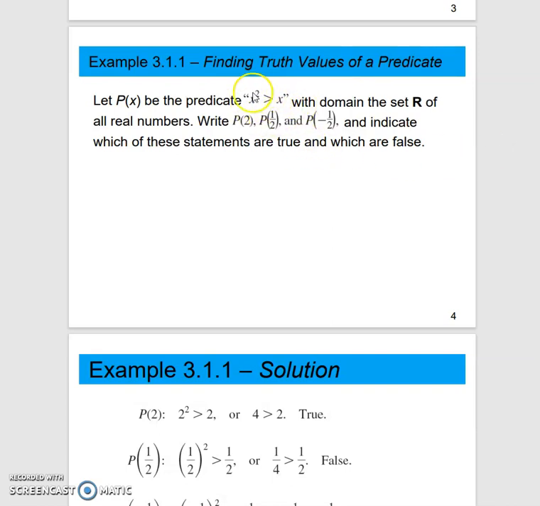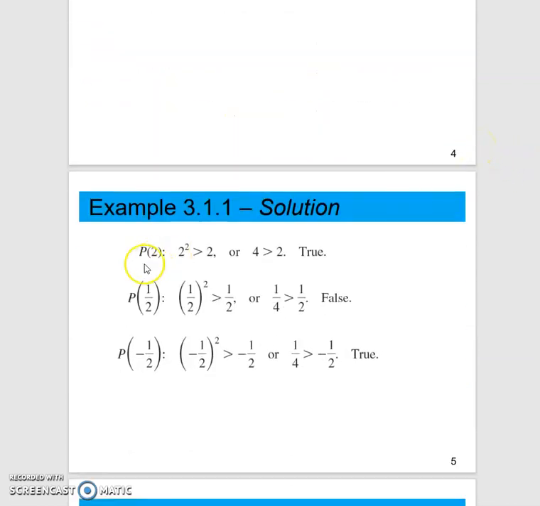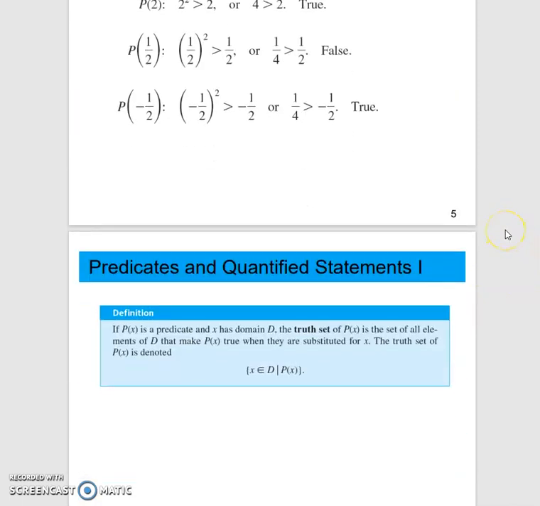So here's my statement, x squared is greater than x. We are going to specify that our domain is the set of real numbers. And let's start by finding 2, 1/2, and negative 1/2. So if we plug in 2, I get a true statement. If I plug in 1/2, I get a true statement. However, if I plug in positive 1/2, I get a false statement. And negative 1/2, I do get a true statement. So as we can see here, sometimes it was true and sometimes it was false.